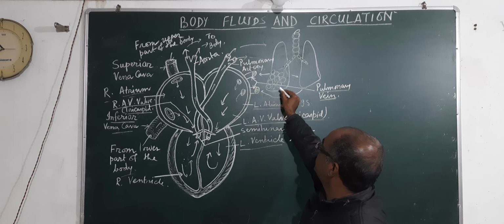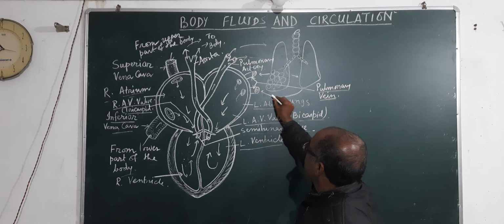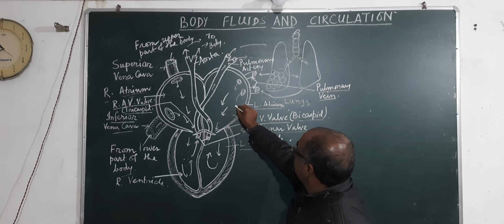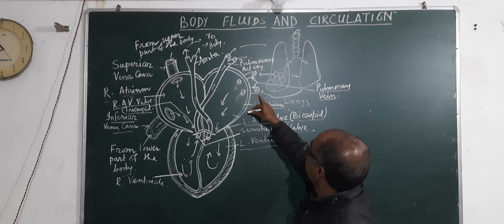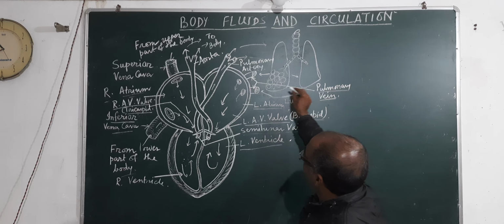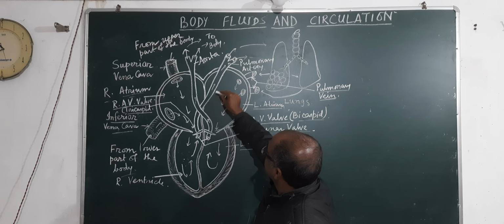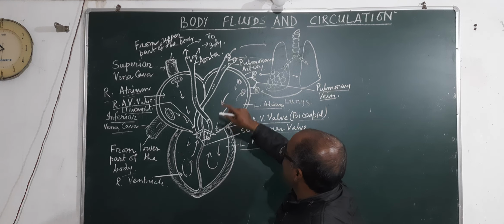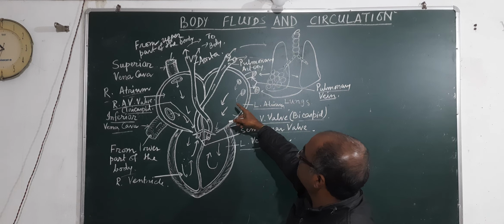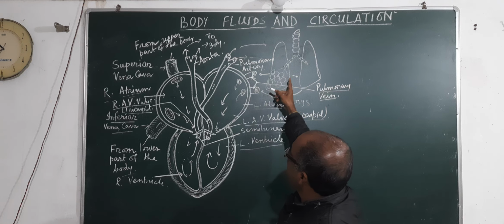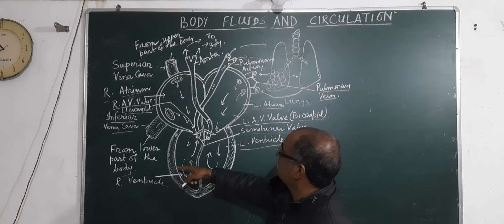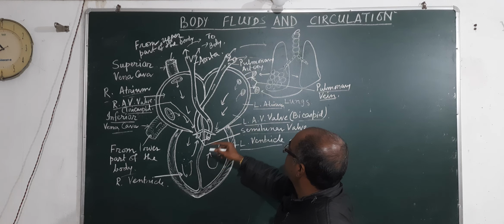And after purification, it will come to the left atrium by the pulmonary veins. So just you see, this is one circulation, which is called the pulmonary circulation, and that one is the systemic circulation. I will explain the systemic circulation later on.